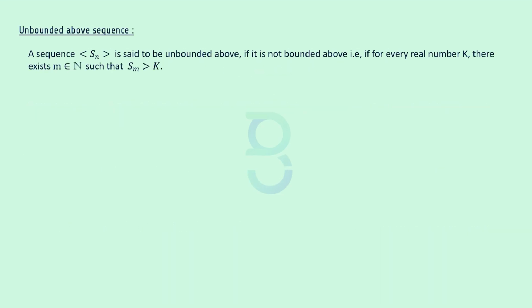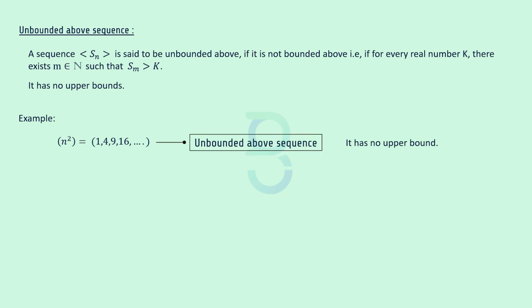Unbounded above sequence. A sequence Sn is said to be unbounded above if it is not bounded above. That is, if for every real number k there exists m belonging to the set of natural numbers such that Sm is greater than k, which means for every real number there exists another real number in the sequence which is greater than the chosen real number. An unbounded above sequence has no upper bounds. Example. The sequence n square, defined as 1, 4, 9, 16 and so on, is an unbounded above sequence and it has no upper bound.